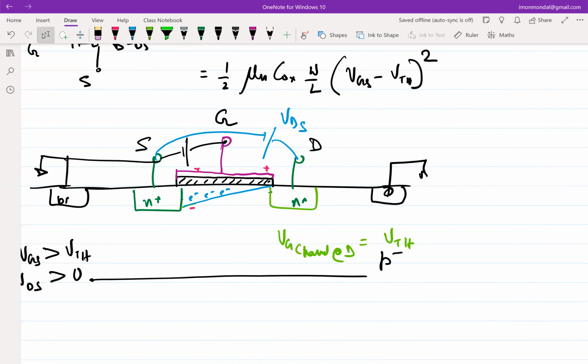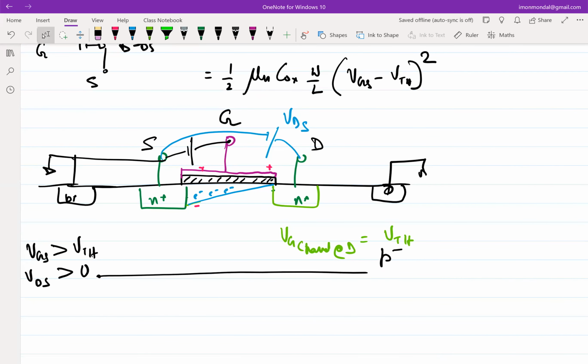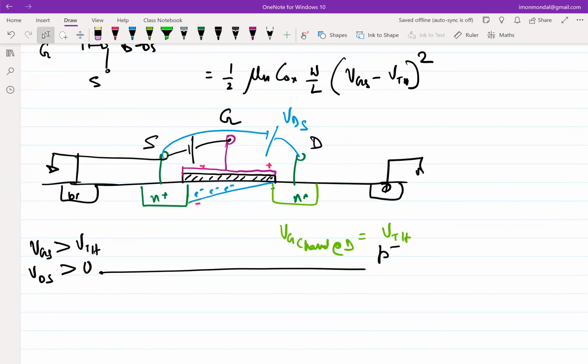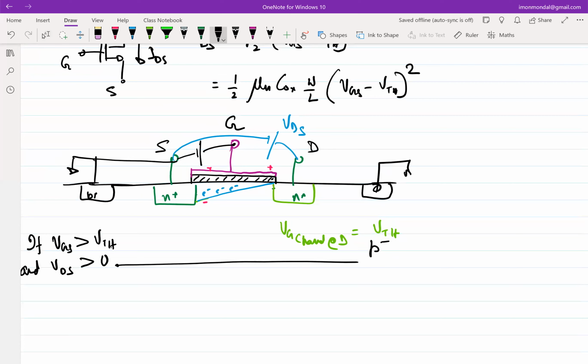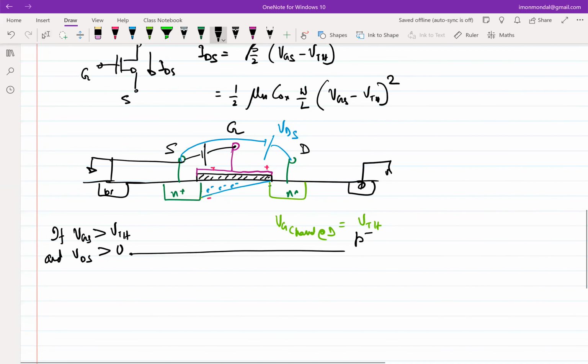So now when this happens, and you further increase the VDS, you cannot really influence the channel charge anymore, because there is no charge to influence at the drain channel junction, correct? So this is what we call pinched off, or in other words, a pinch off phenomenon.